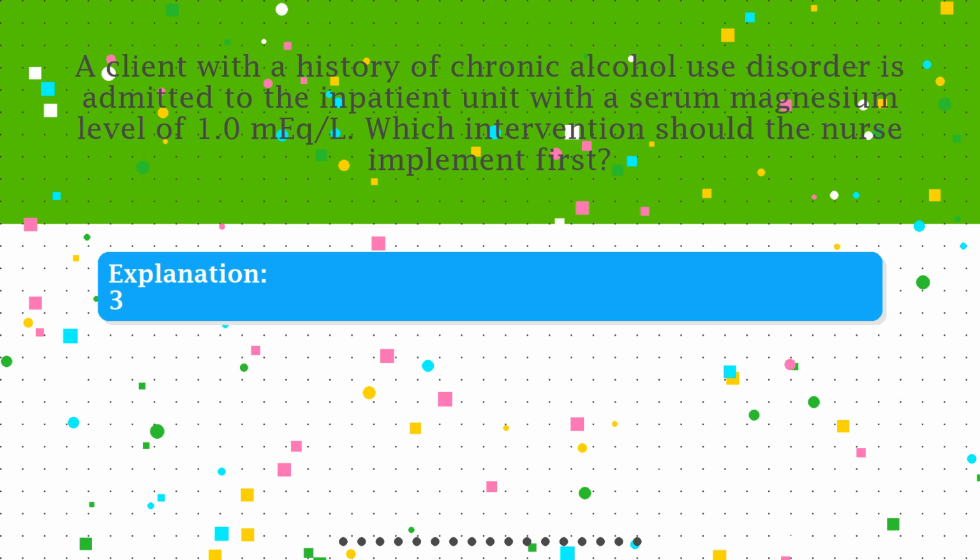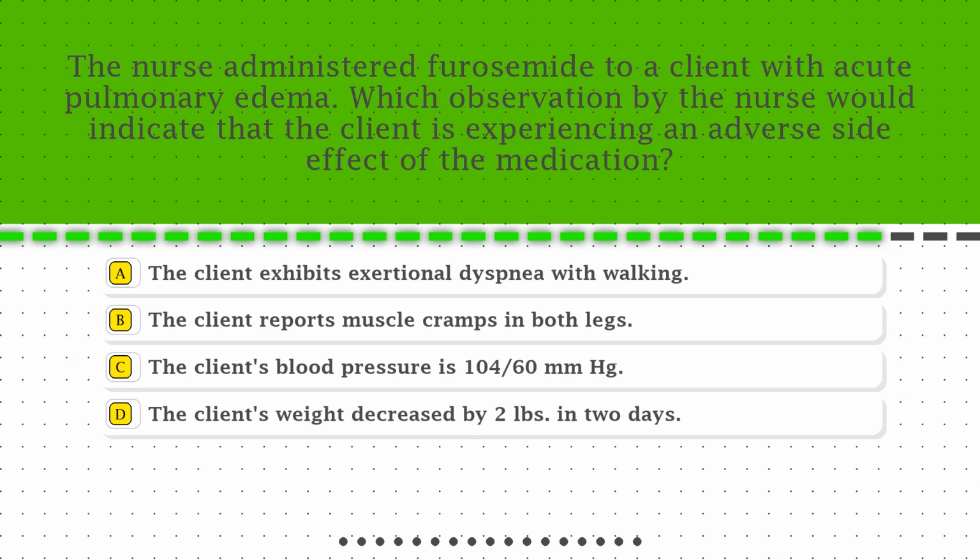Question 9. The nurse administered furosemide to a client with acute pulmonary edema. Which observation by the nurse would indicate that the client is experiencing an adverse side effect of the medication?